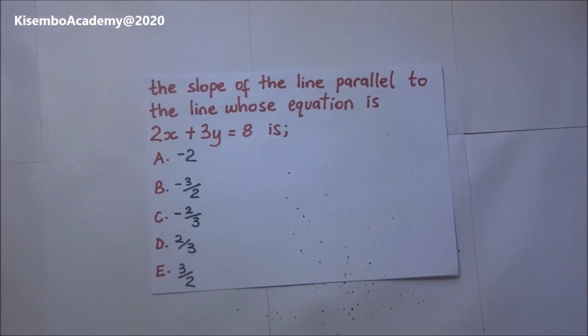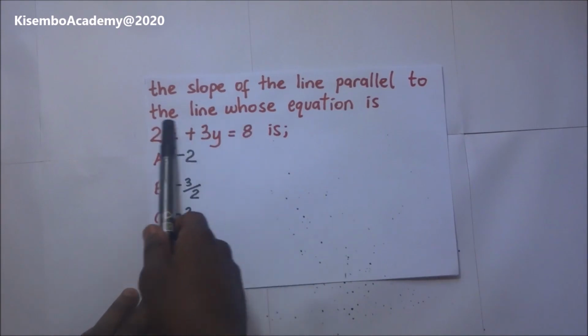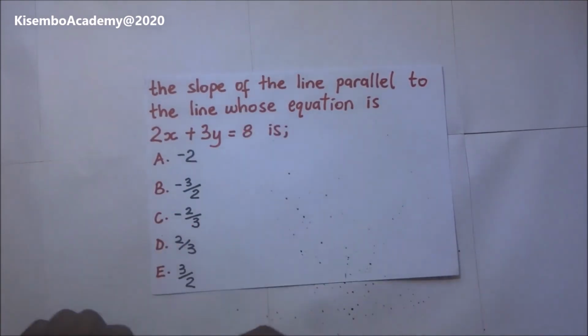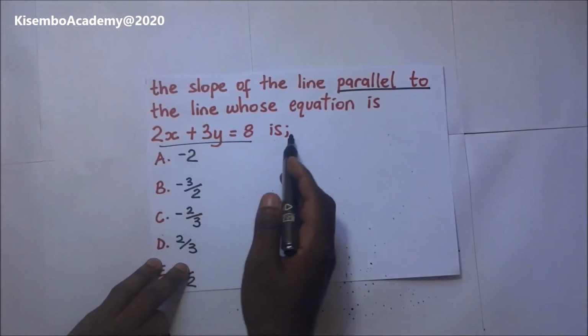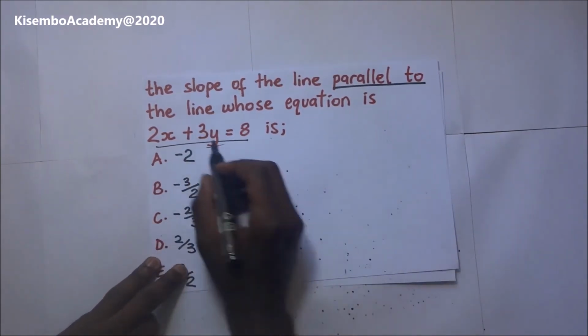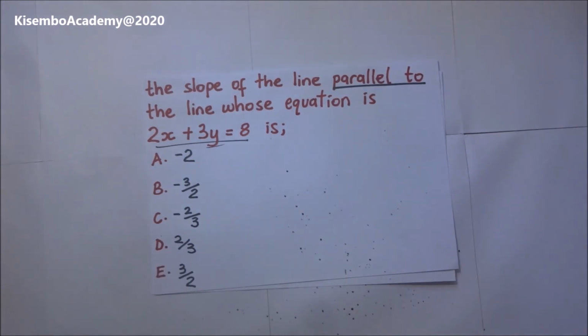So the slope of the line parallel to the line whose equation is that is, so we know that parallel lines have the same slope. So if we have the slope of this line, we have the slope of that parallel line. So what's the slope of this one? We rearrange this equation by making y the subject of the formula, so that we put it in the form of y is equal to mx plus c.